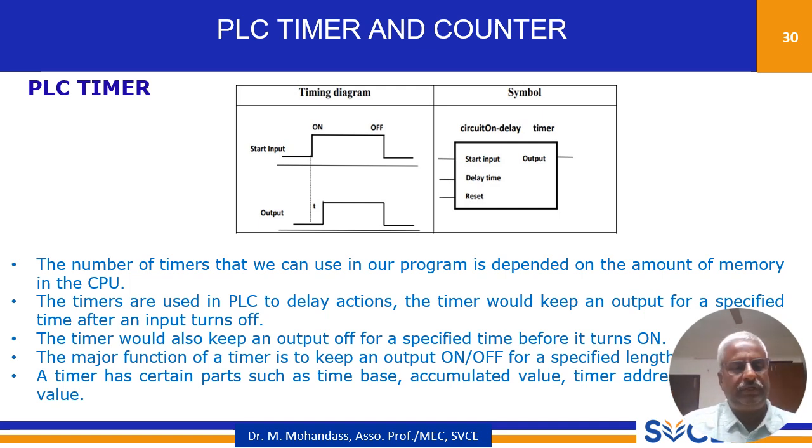Timers are used in the PLC to delay actions, as we discussed earlier. A timer can keep an output on for a specific time after an input turns off. The timer can also keep an output off for a specific time before it turns on. So the on delay timer and the off delay timer are both available in the PLC.